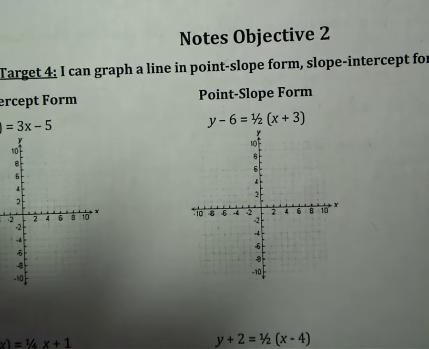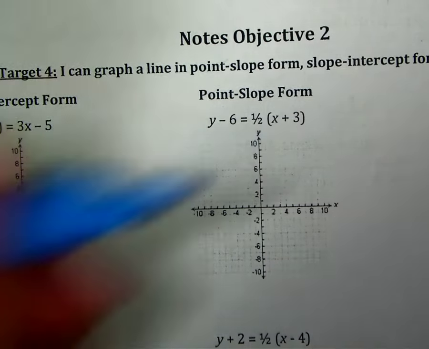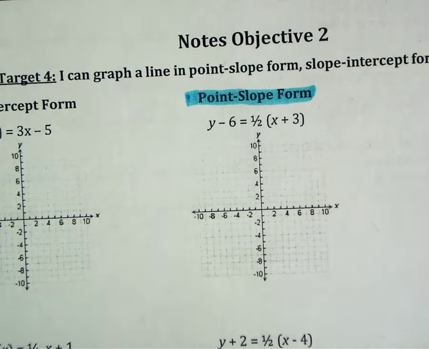Alright, so we are back on our notes for Objective 2, and today we are looking at point slope form. We haven't talked a whole lot about point slope form, so what we're going to do is graph it, and we're going to try to make this graphing as simple as possible.